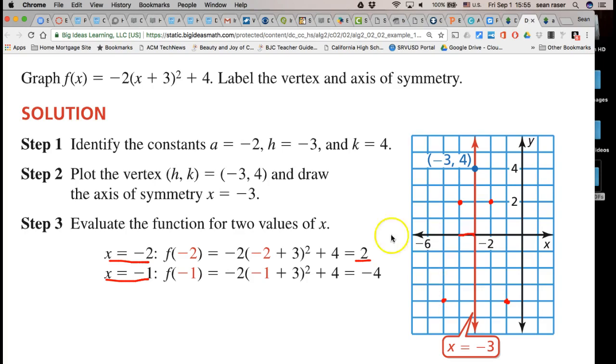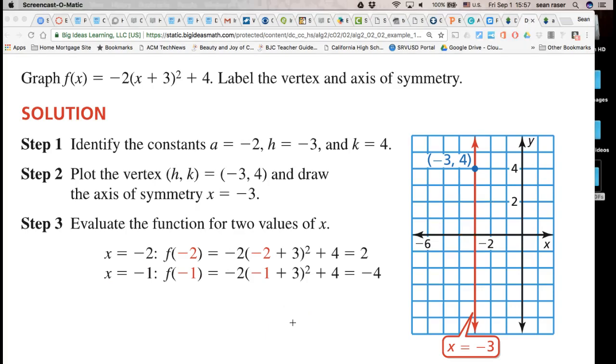That's how we use this fact that parabolas are symmetrical. That's how our axis of symmetry helps us plot it. We figure out our vertex, and then we figure out 2 more values, and then we plot the symmetrical values on the other side of our axis of symmetry.